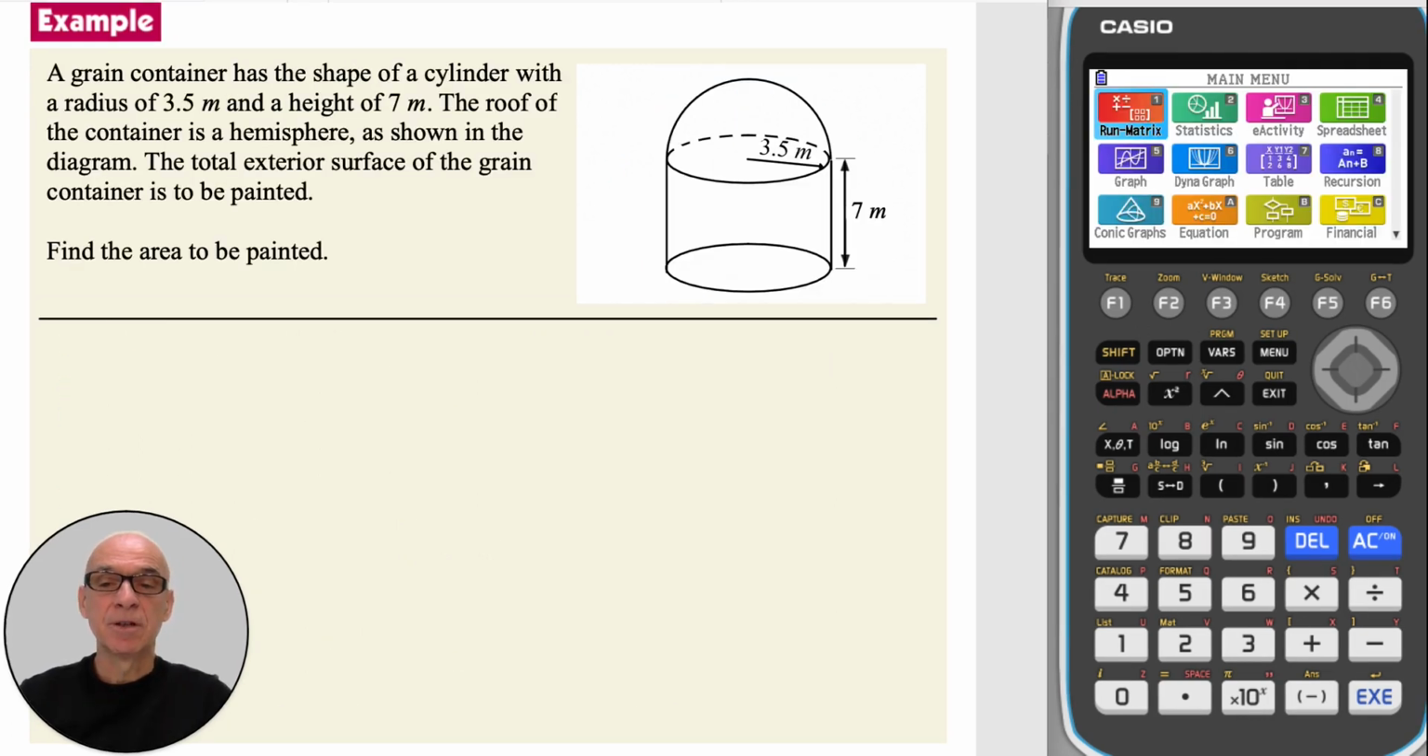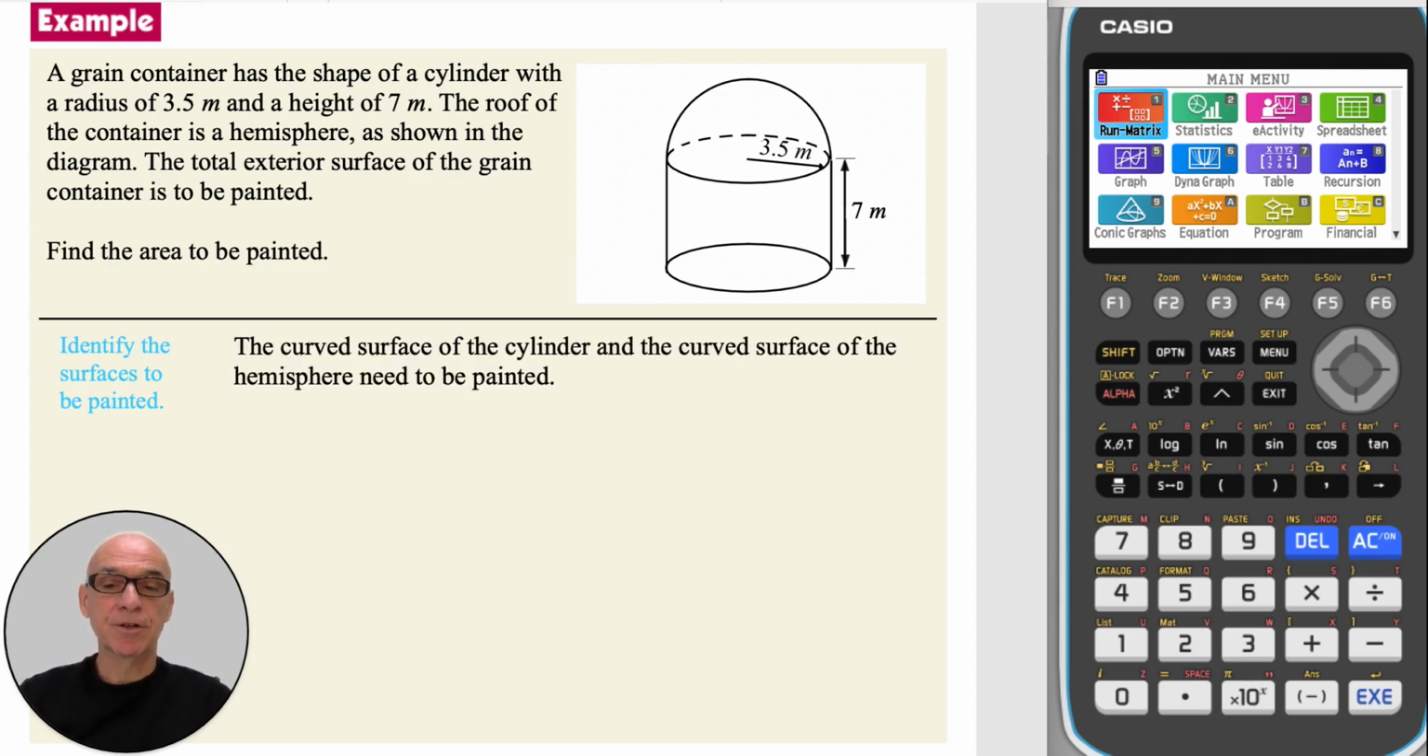In this question, the total exterior surface of the grain container shown is to be painted, and we're asked to find the area to be painted. We begin by identifying the surfaces to be painted. The curved surface of the cylinder and the curved surface of the hemisphere both need to be painted, but not the bottom and the top of the cylinder or the base of the hemisphere, as they're not exterior surfaces of the grain container.